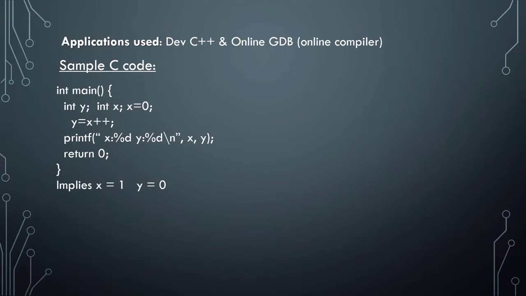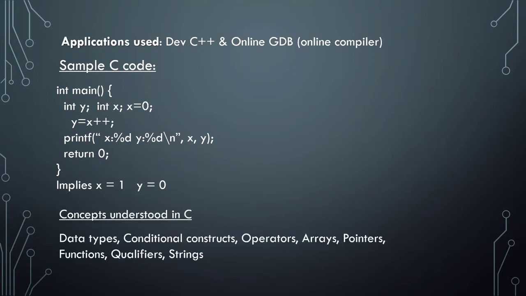Therefore, when we print the result using the C programming language, we say printf, open the bracket, and then use the commands that we normally use in C. Thereby, the output from this code that we have designed is that x is equal to 1, and y is equal to 0.